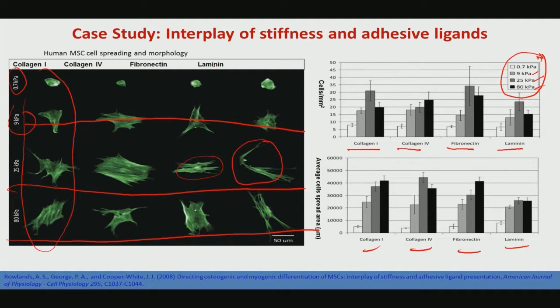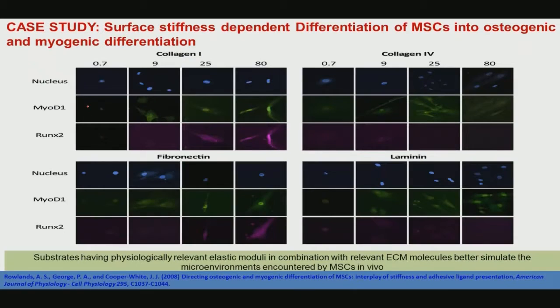So, this is again essentially showing. The fourth column is for laminin, the third column is for fibronectin, the second column is collagen type 4 and the first column is collagen type 1. So, essentially such published research results again reconfirm that, yes, indeed the substrate stiffness has an important role in the way the stem cells differentiate.